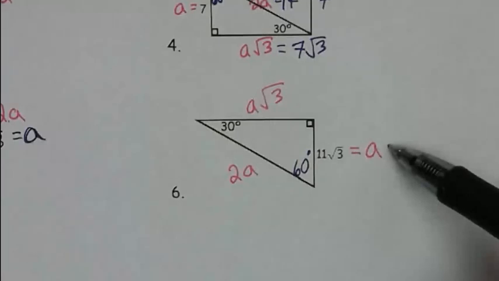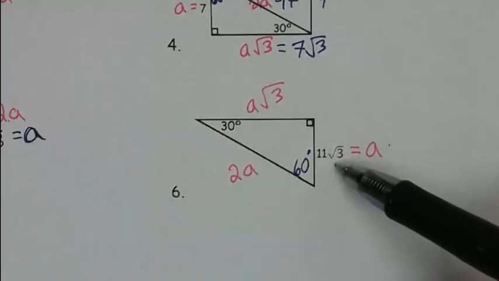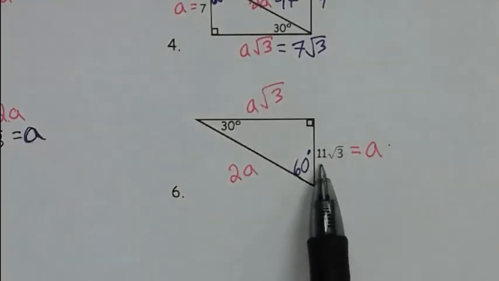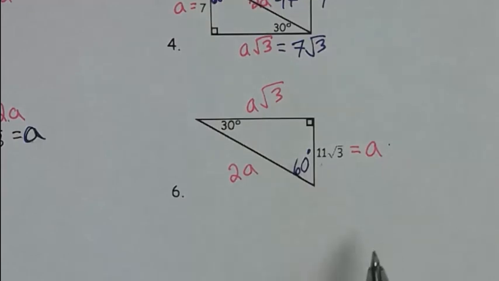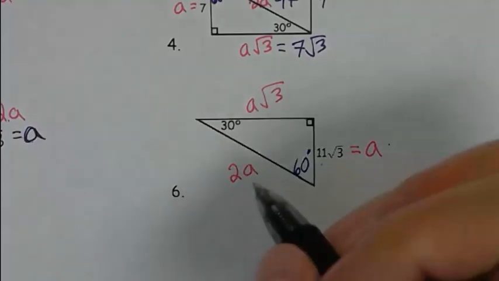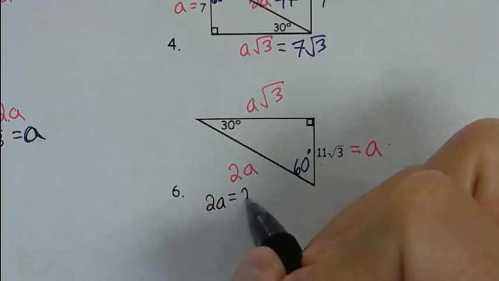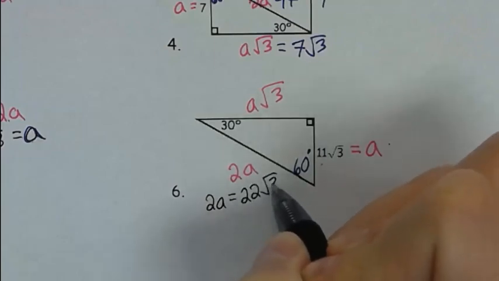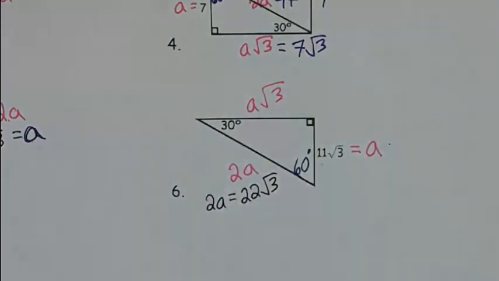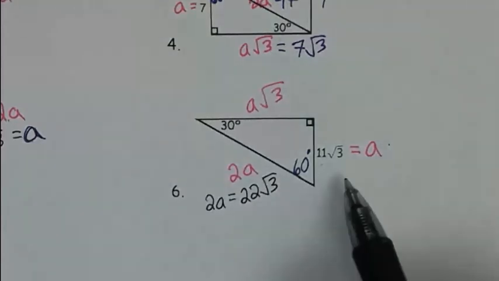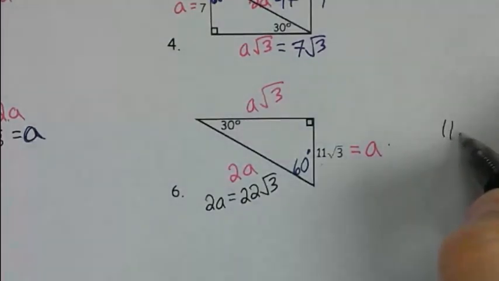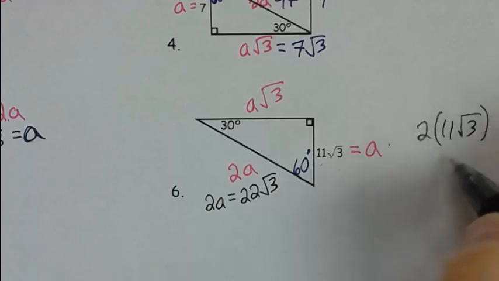So now if we double 11 root 3, that would basically be just doubling the 11 part, because we have 11 of these root 3's. If we double that, we would have 22 of them. So that means that 2A would have to be 22 root 3 as our exact measurement there, because we just doubled 11 root 3. 11 root 3 times 2 equals 22 root 3.